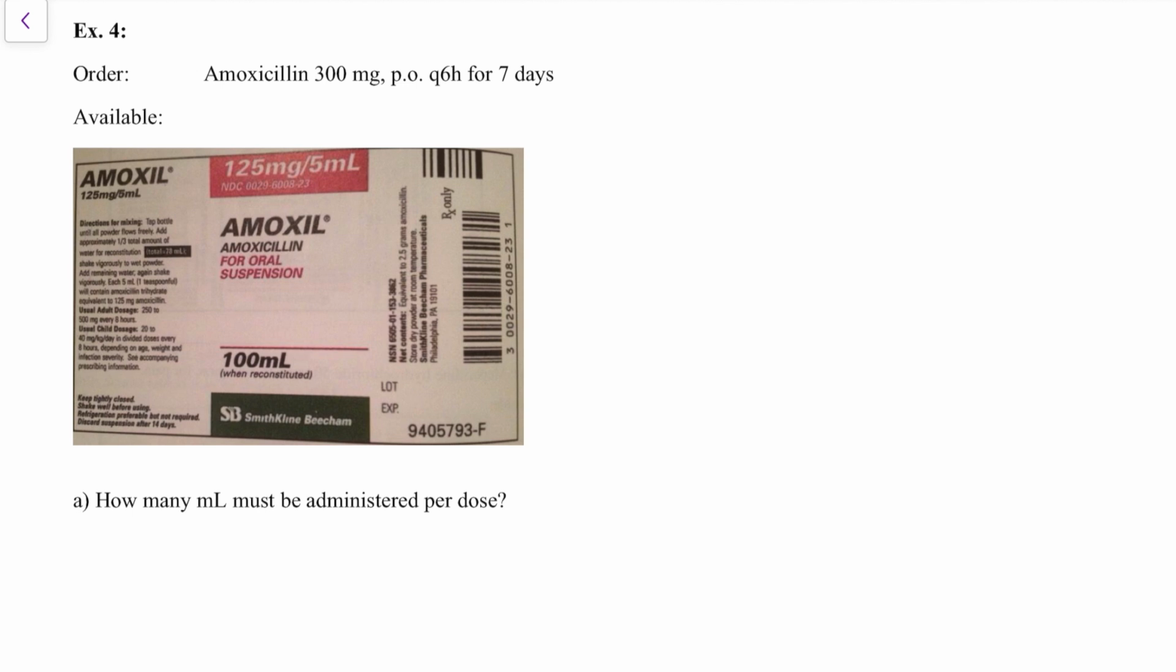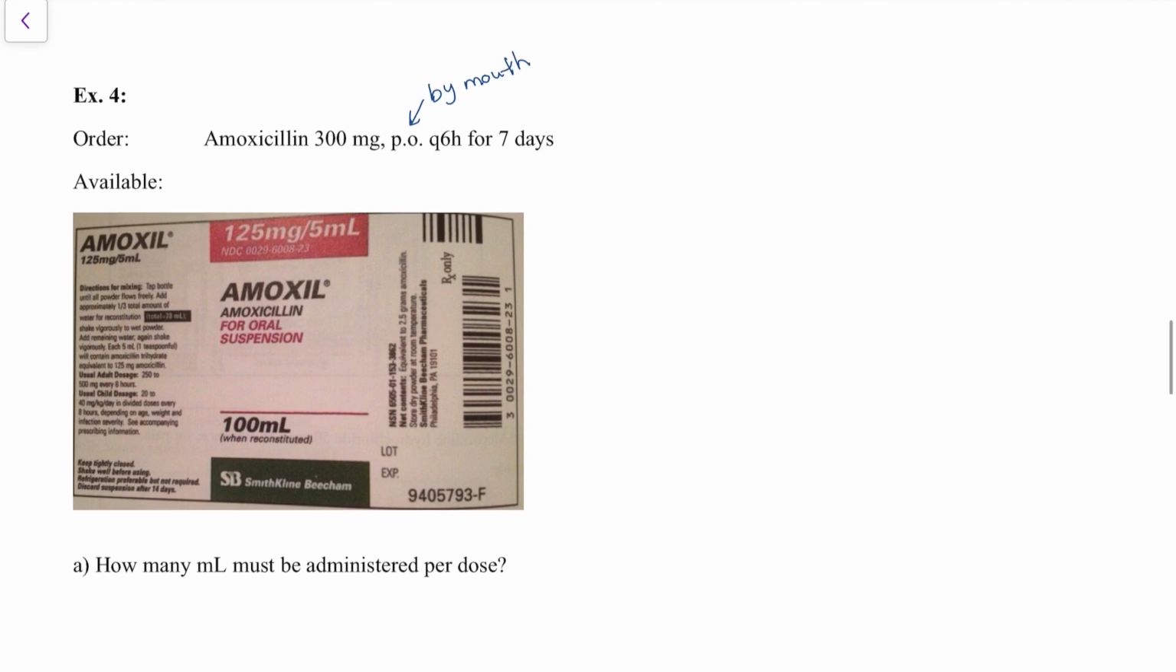Okay, let's look at this one. So we have amoxicillin, 300 milligrams, PO, again, that means by mouth, every 6 hours, and then for 7 days. Okay, available to us, here's a picture. We need to be able to look at this and see the different things that we need.